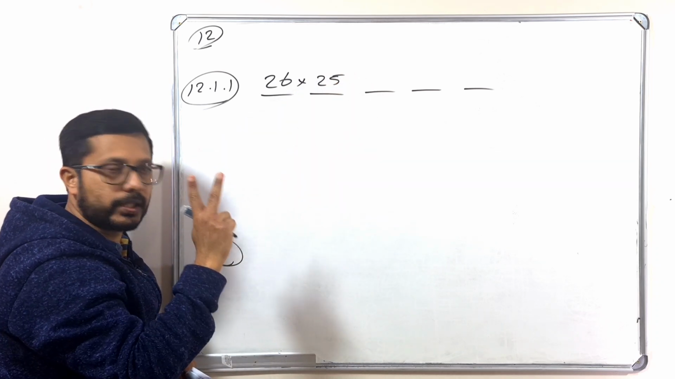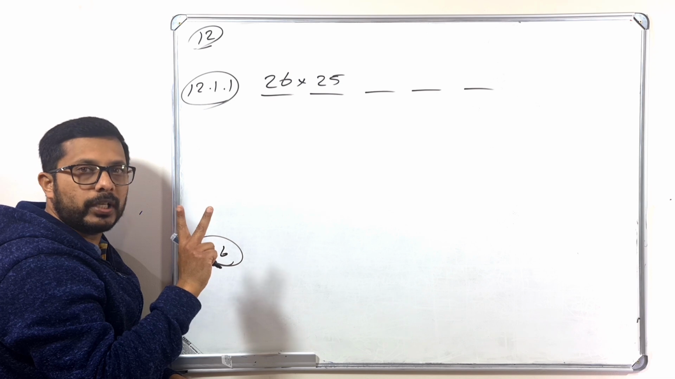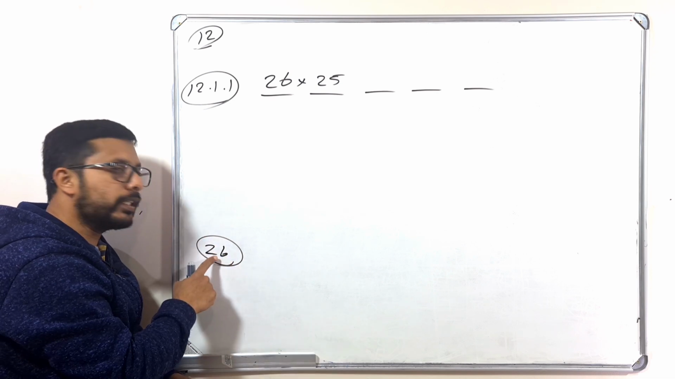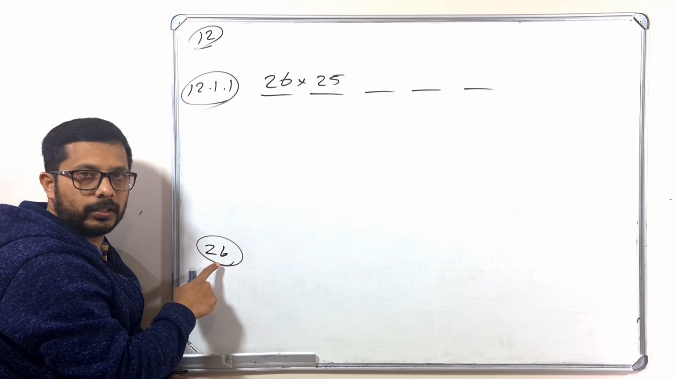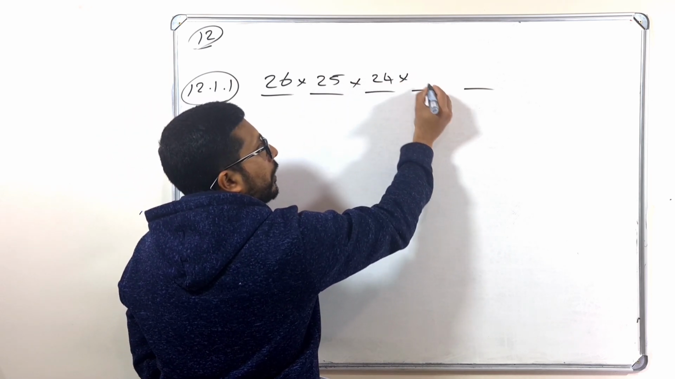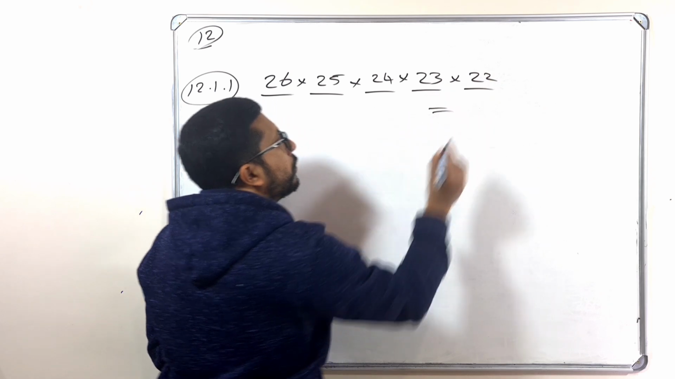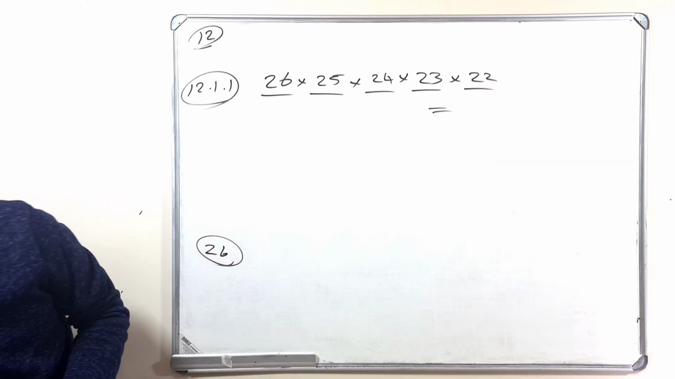So I used 2 letters from this 26, and I am not allowed to use those 2 letters again. So how many letters now remaining? 24. So this position 24. Then similarly this one 23, this one 22. So take your calculator and try to find the answer of that one.